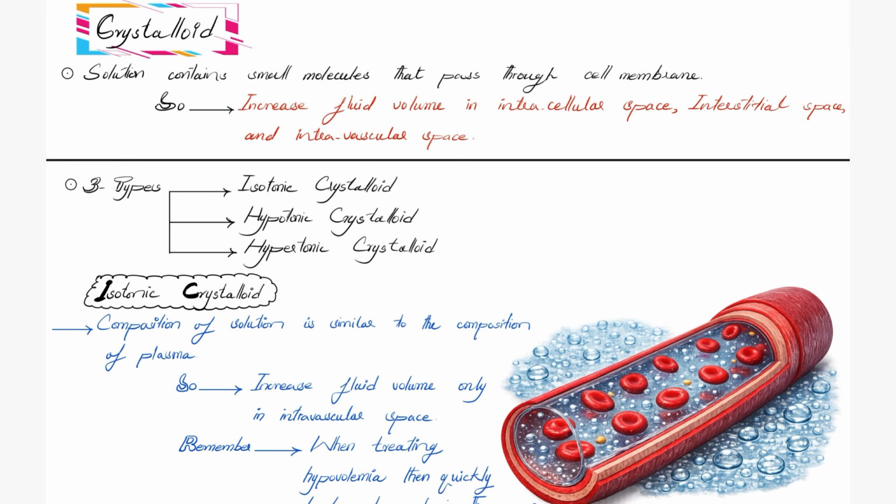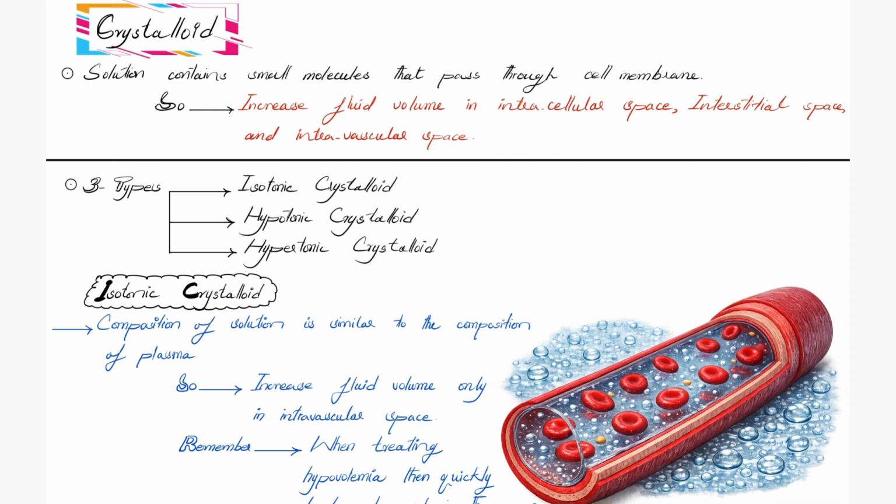So now let's talk about crystalloids. A solution of crystalloids contains small molecules that pass through the cell membrane. Colloids have large molecules and are not able to pass the cell membrane, but crystalloids have small molecules and can easily pass through the cell membrane, so they can appear either in the interstitium or inside the cell.